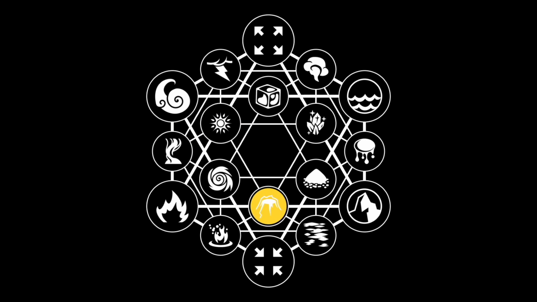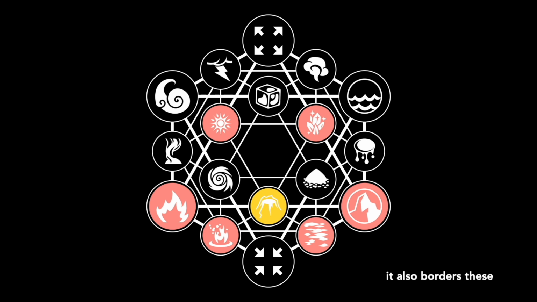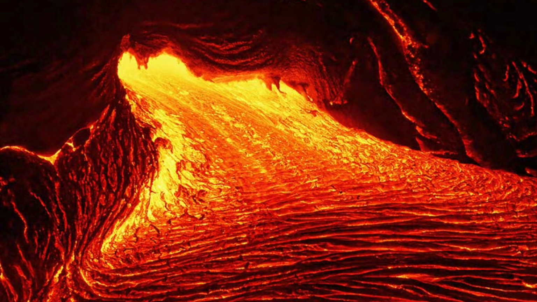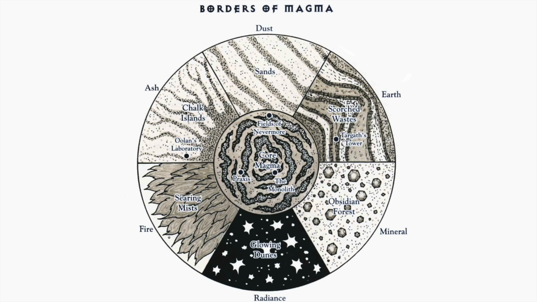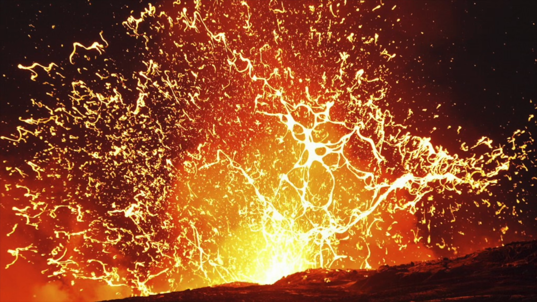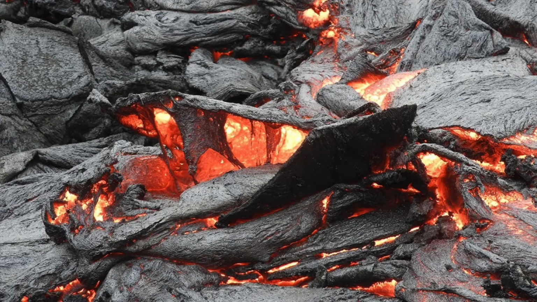Magma. The para-elemental plane of magma borders the planes of earth and fire, and is just as inhospitable. It's essentially a sea of lava, spewing from the plane of fire, then spreading in the direction of the plane of earth. By the plane of fire, you'll find geysers of flame, and by the plane of earth, you'll find cooling chunks of rock floating atop the magma.